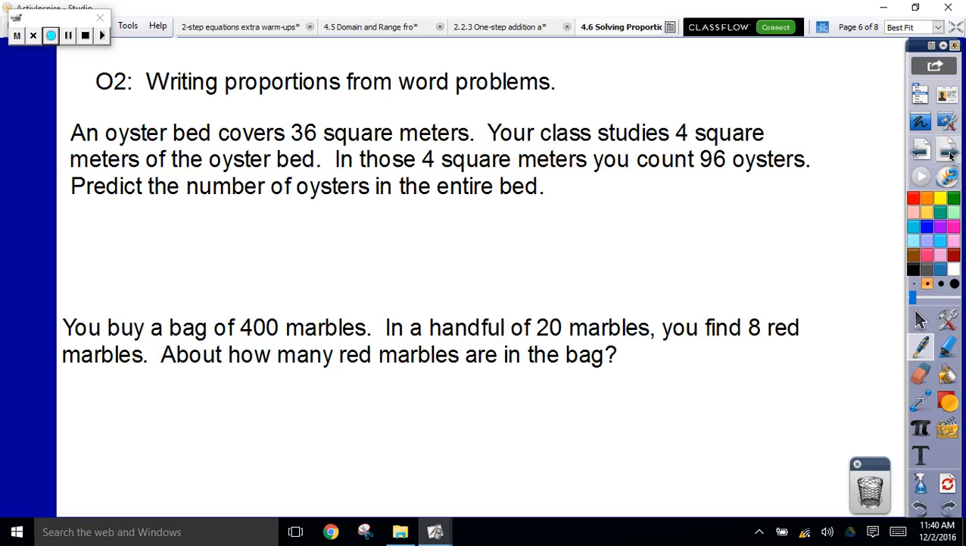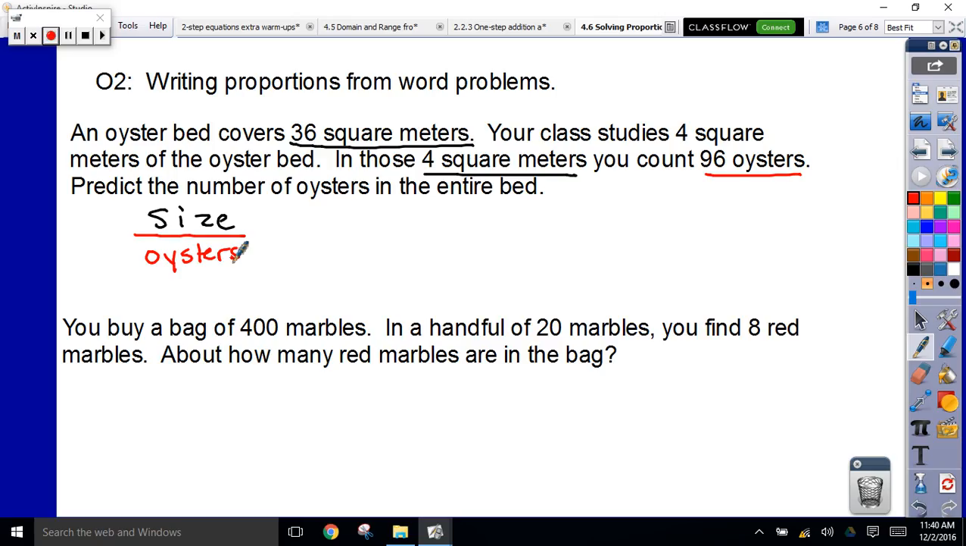So what we want to do is write a ratio using 2 of the things that we have up there. What are 2 of the quantities or units that we have? Go ahead, Kayla. Square meters. So how big the oyster bed is, the size, and then what's the other thing that we have, a number? We have 36 square meters and we have 4 square meters. We also have this number here. What does that represent? How many oysters there are. So we have size of the bed to the number of oysters. That's the ratio that we can write.